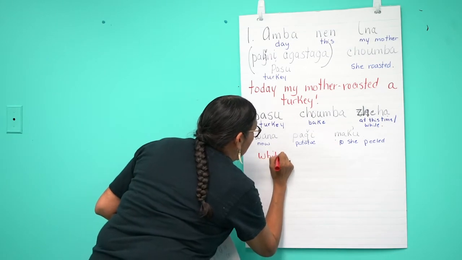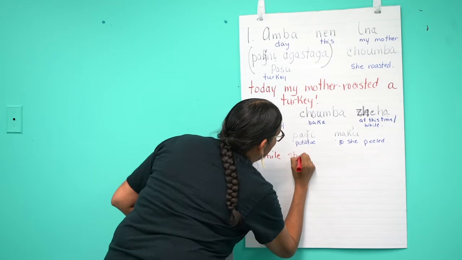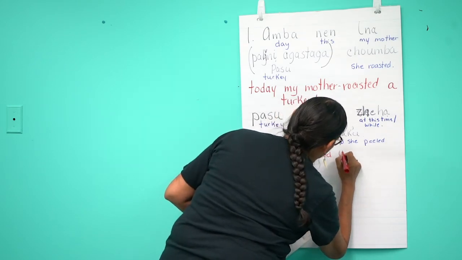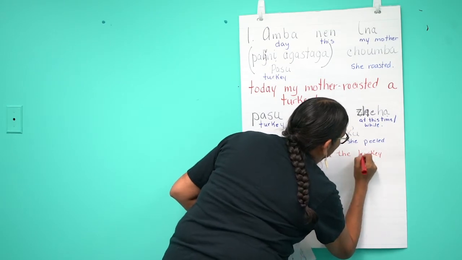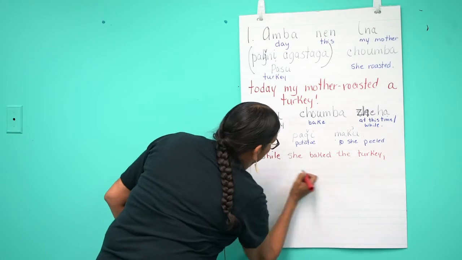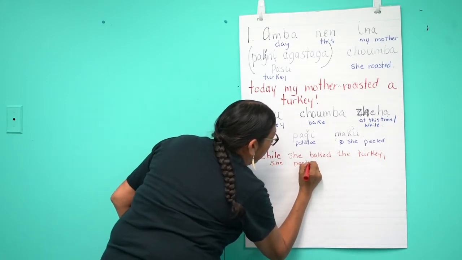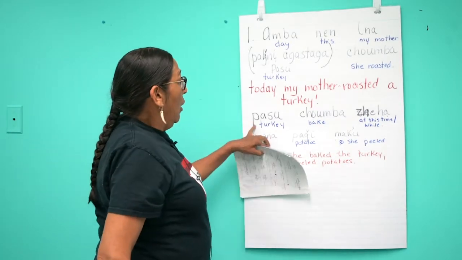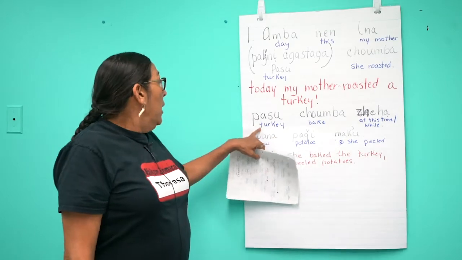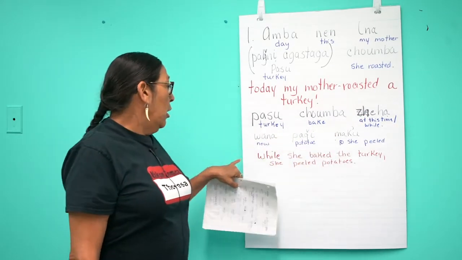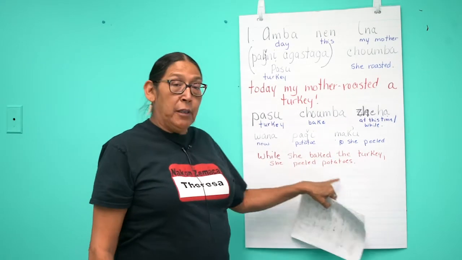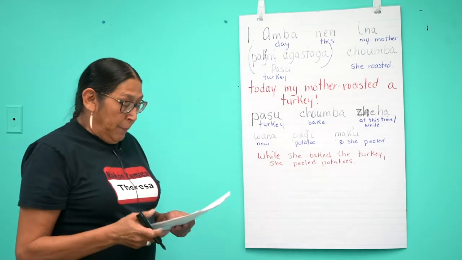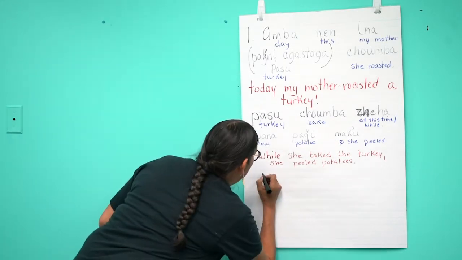While jaha, she baked the turkey. And that's what a fluent speaker, or you, will know when they tell you this sentence, that this is what it means. Pasu choomba jaha wana pari mak'u. While she baked the turkey, she peeled potatoes. We'll go on to our next sentence. Are you seeing the pattern? Now let's go on to our next sentence.